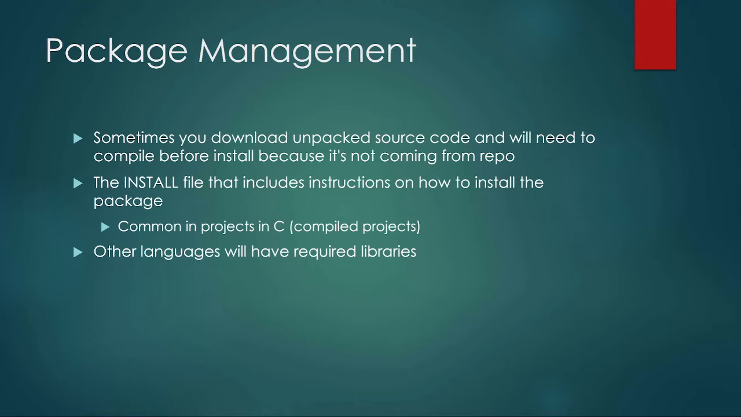So, for example, maybe you have a program you want to install. It's not actually in a repo anywhere, so you have to get the source code, compile the source code, and then install it. A lot of these programs will actually have an install file that will give you the instructions on how you are to go about doing the installation. It means that you can still install the program. There's just a couple more steps that you have to take to do it.